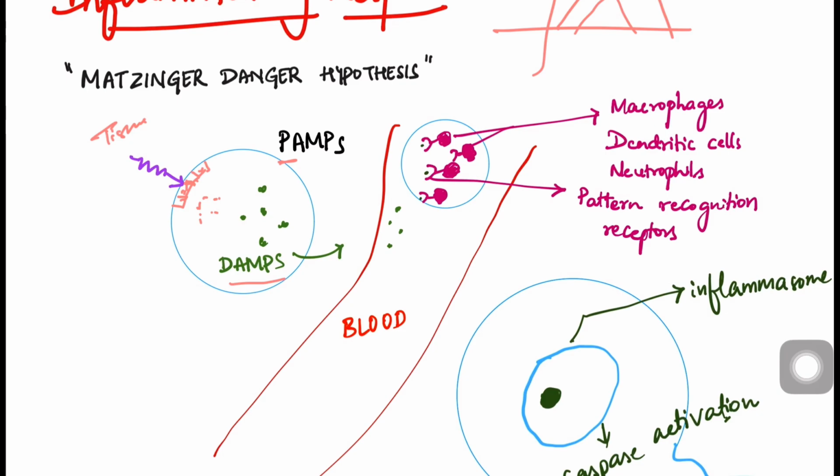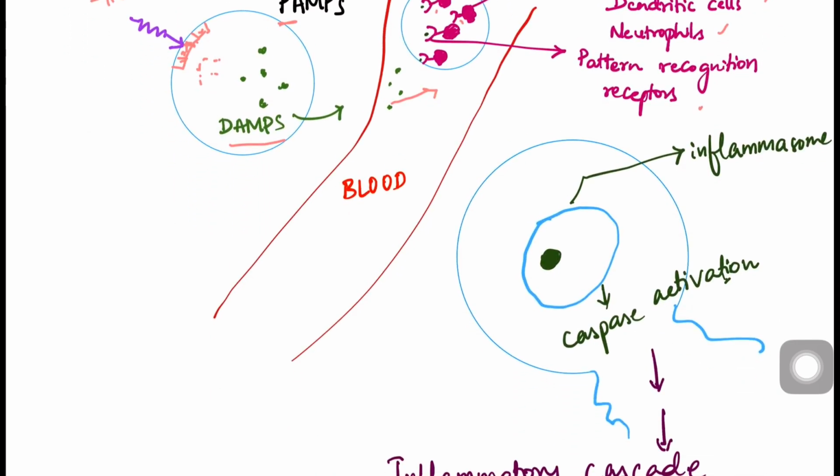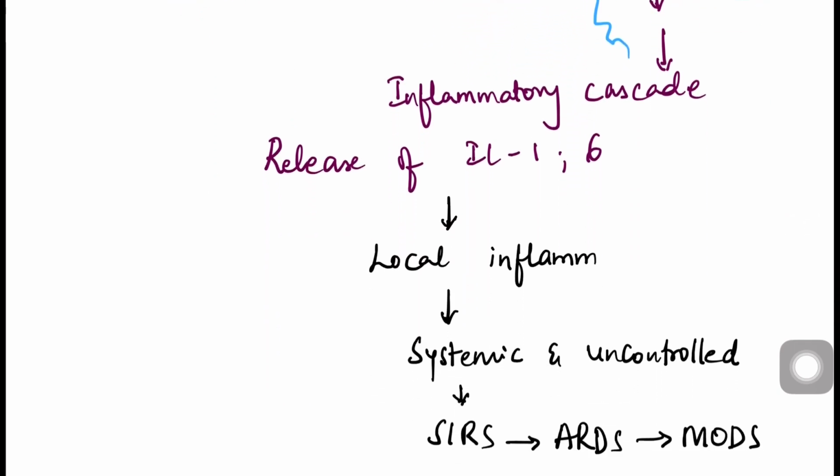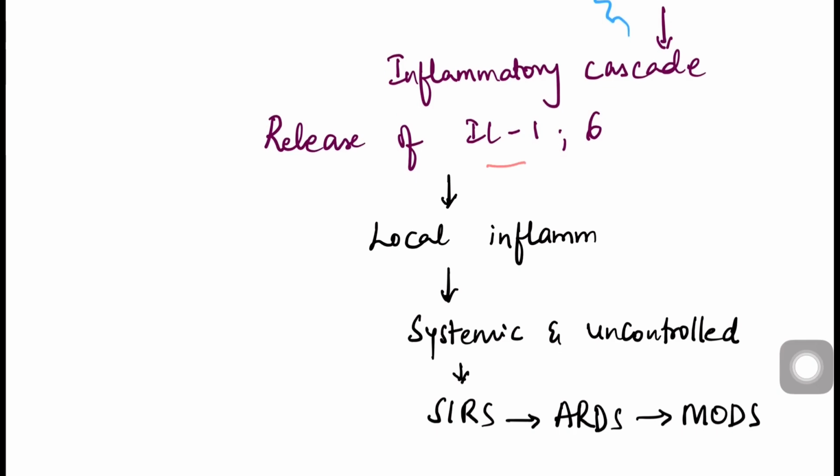These DAMPs will get released into the blood circulation. They will be picked up by our antigen presenting cells, that is macrophages, dendritic cells, neutrophils, which have receptors over them. They are nothing but pattern recognition receptors. Examples include toll like receptors, nod like receptors. All these will catch the DAMPs circulating in the blood and engulf them, leading to caspase activation and formation of an inflammasome. This caspase will lead to starting of the inflammatory cascade, thereby leading to release of interleukin 1, interleukin 6.